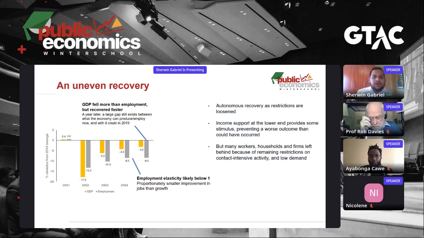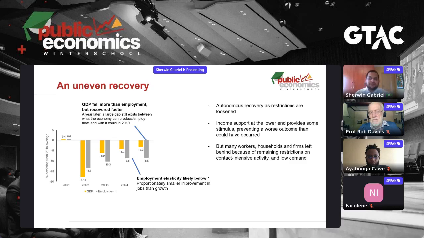But what's happened over the course of the remainder of the year? Well, because restrictions were loosened, the economy kind of just went back into production. So we call this an autonomous recovery, and it's what contributed to a lot of the improvement after the second quarter of the year. But we also think that income support at the lower end of the income distribution does have a story to tell here. It provided some stimulus and prevented a worse outcome than could have occurred.